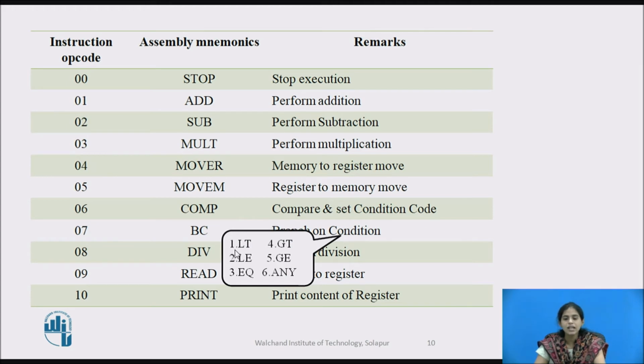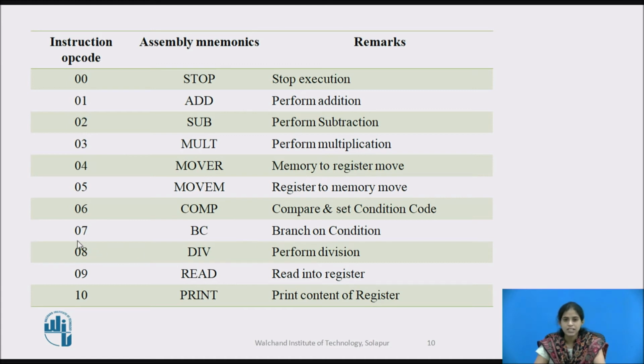First condition code is LT. LT stands for less than. Second condition code is LE. LE stands for less than or equal to. Third condition code is EQ. EQ stands for equal to. Fourth condition code is GT. GT stands for greater than. Fifth condition code is GE, greater than or equal to, and the sixth condition code is ANY. So basically we use these 6 condition codes, and they are set when we compare, and according to those condition codes are used.